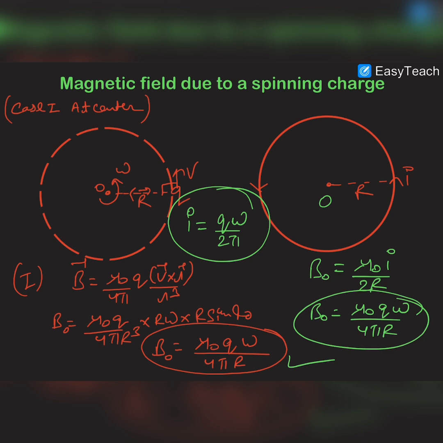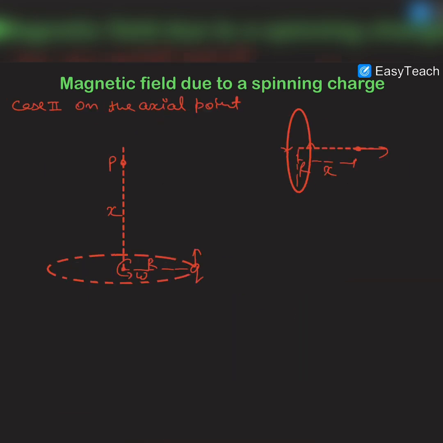Okay, so now let us consider another point which is on the axis of the circle but not the center of the circle. So let us name this point as P. So what we have to do, we have to find out the magnetic field at this point P due to this moving charge. So let us first of all use the second method.